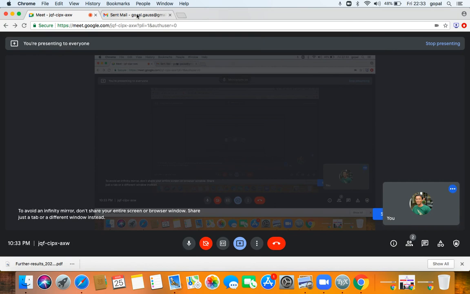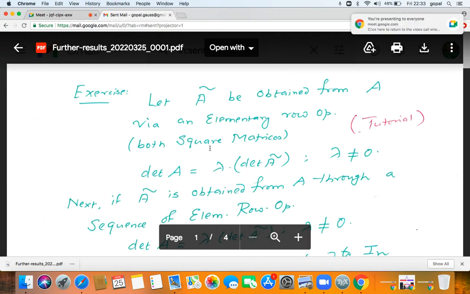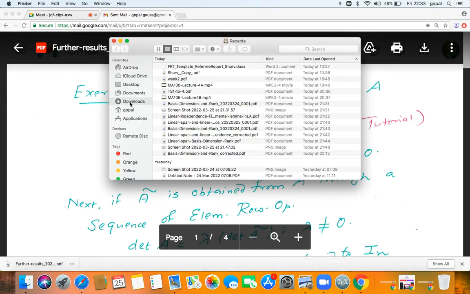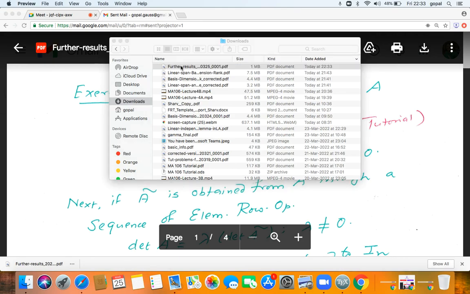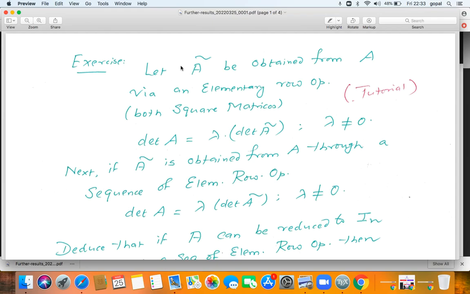Let's continue. So now there are some further results I'd like to discuss with you. Some further results, and here they are. Exercise. Let A tilde be obtained from A via an elementary row operation. Now here A and A tilde are square matrices. Because they are square matrices, I can talk about the determinant of A.